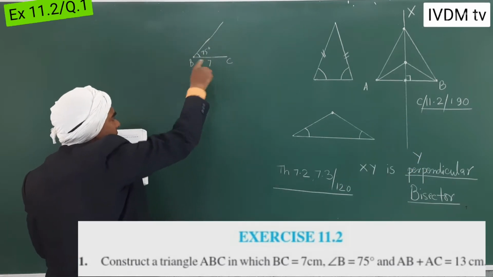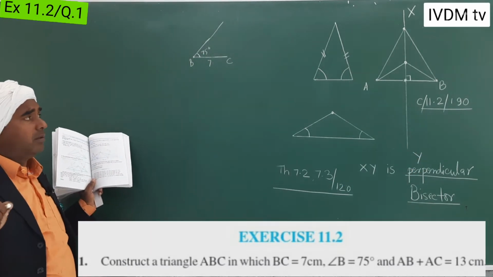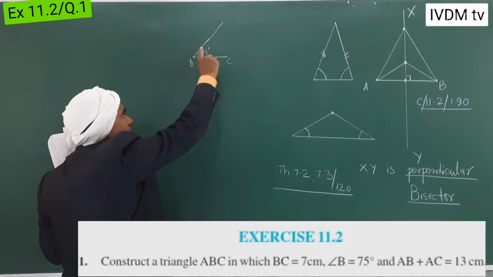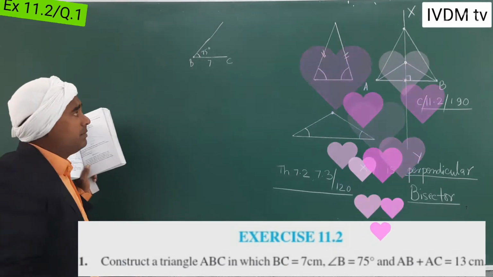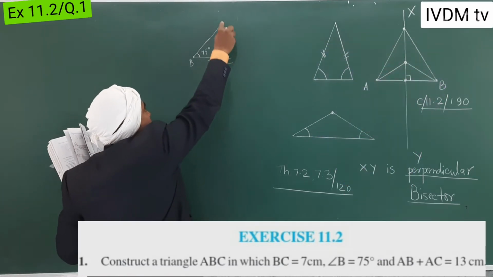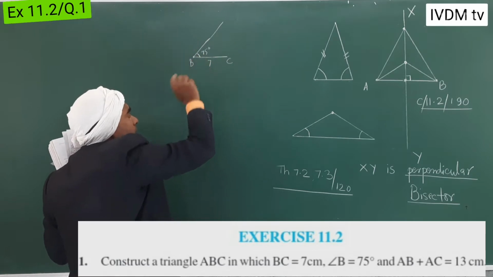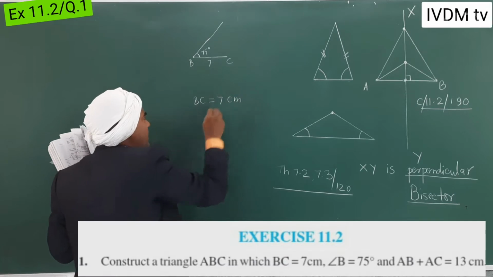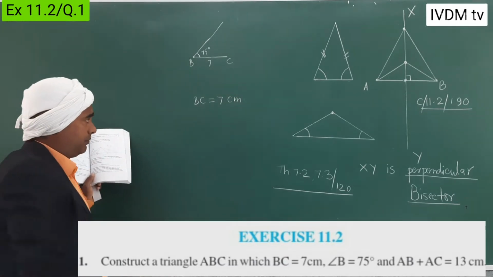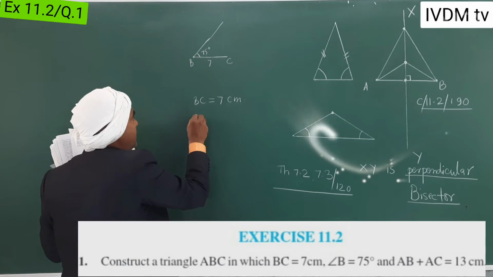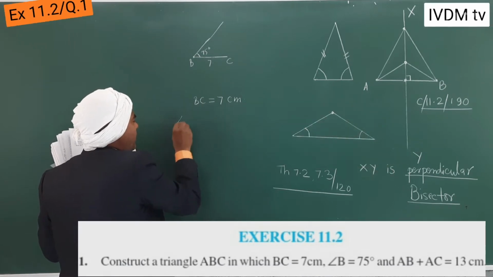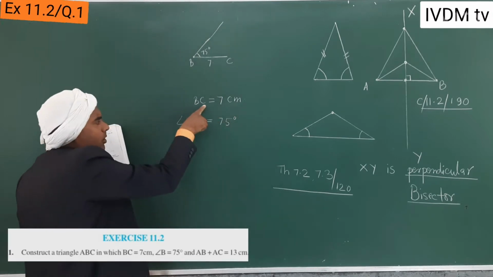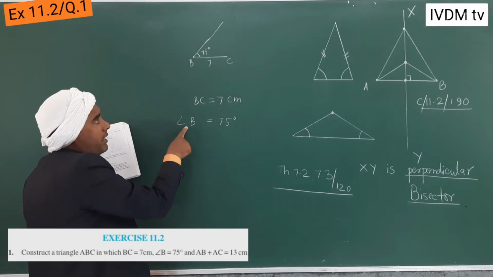This is the first information, BC is equal to 7 centimeter. Then one angle, the second information. The third information may be of another side or another angle, but here the third information is in the form of addition of two sides. Angle B is equal to 75 degree. So this is called the base and one of the base angles, angle B.